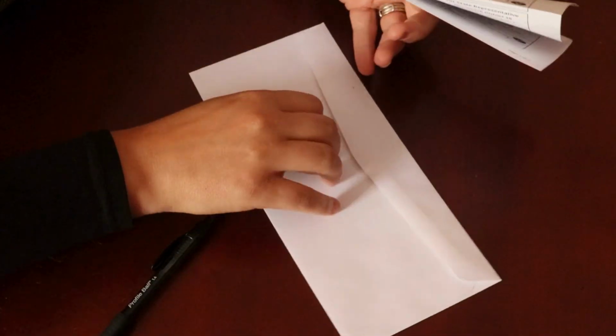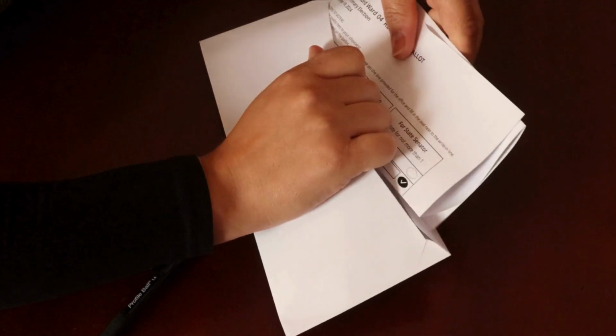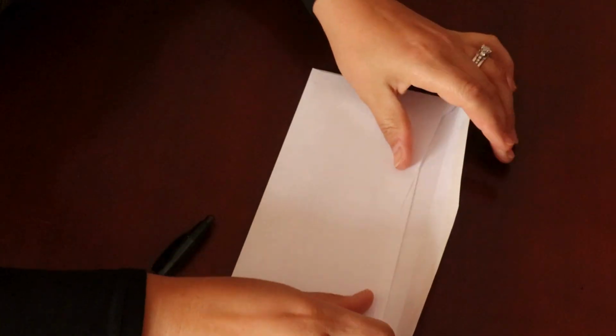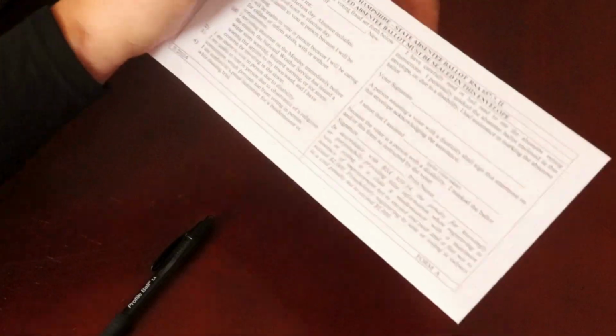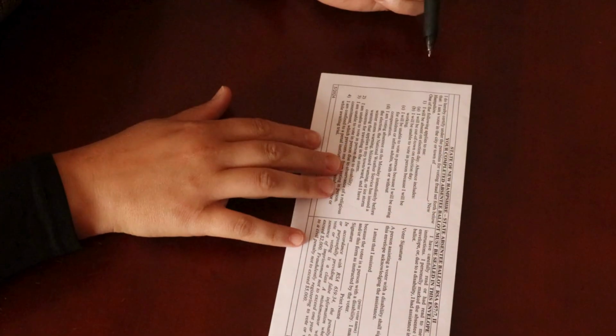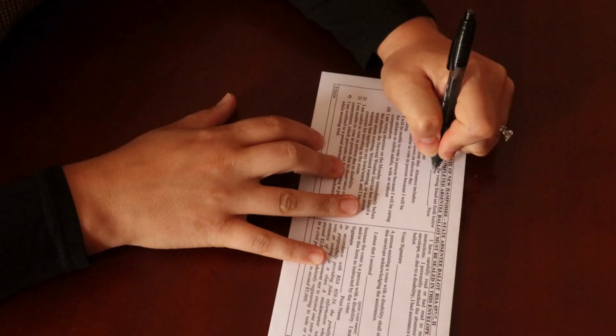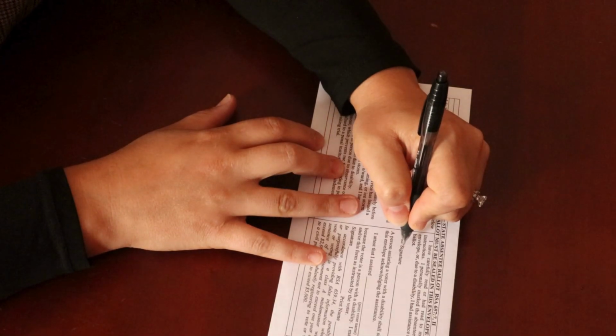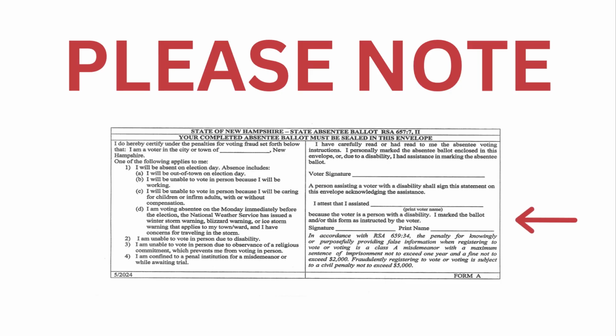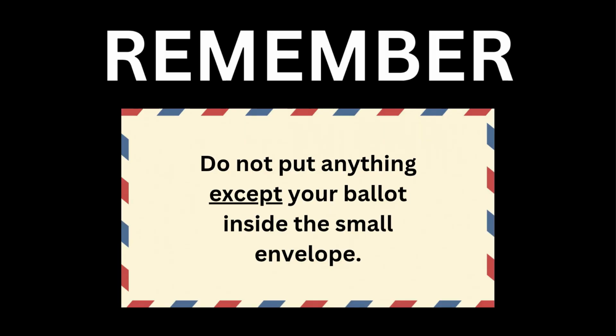Seal that envelope. Again, if you do not wish to complete the electronic affidavit, you can complete the affidavit envelope, which is the envelope your completed and folded ballot goes into. If you have someone assist you with the envelopes, that person may enter his or her name and signature on the line on the affidavit envelope. The printed name and signature of the person assisting the voter is a substitute for the voter's signature on the affidavit. Do not put any other materials in the small envelope. Again, it should only contain your ballot.